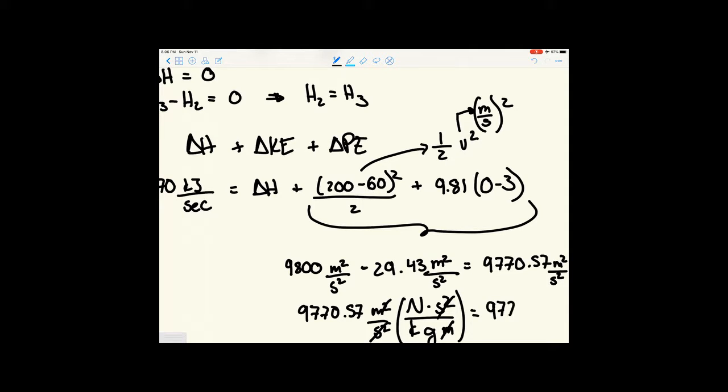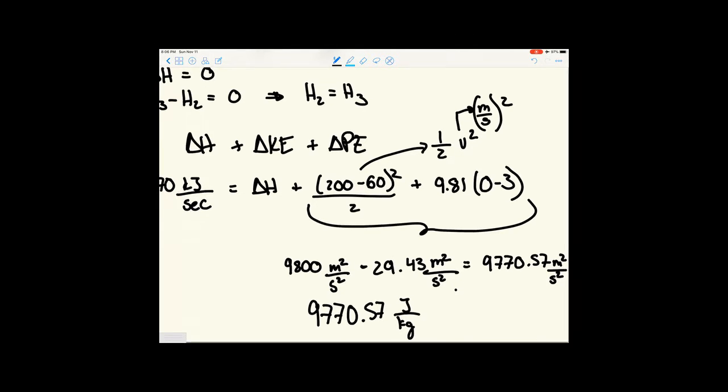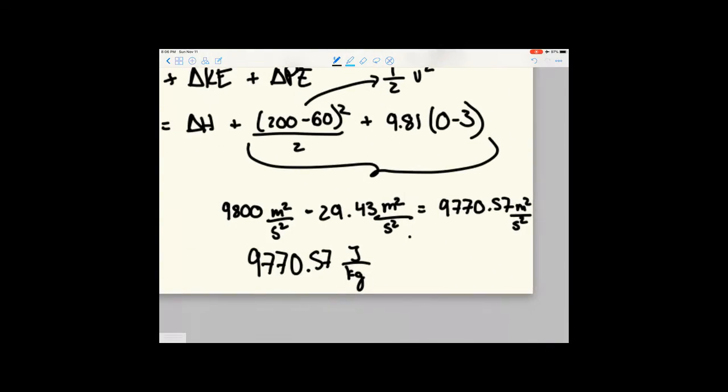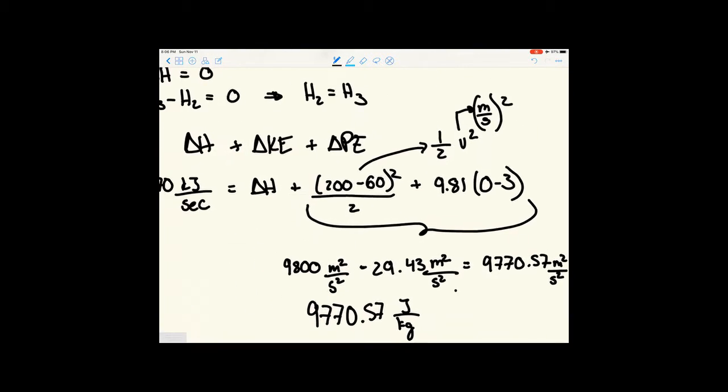9,770.57 newton meters per kilogram, which coincidentally is 9,770.57 joules per kilogram. Once we have this, we can use the 5,000 kilograms per hour water vapor that the turbine takes in to convert this into units and values that we are more comfortable with.